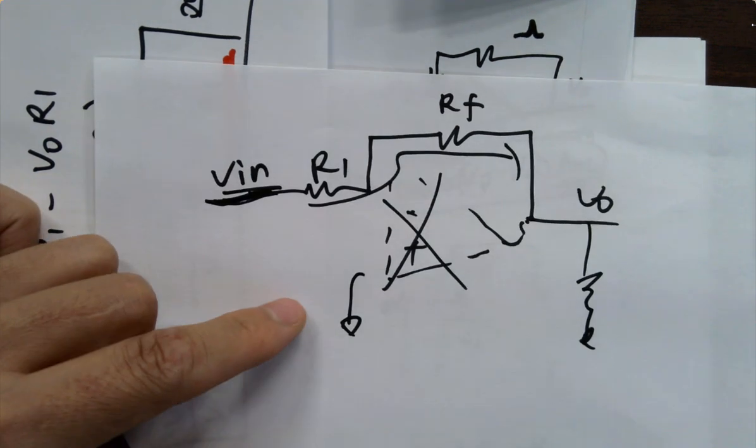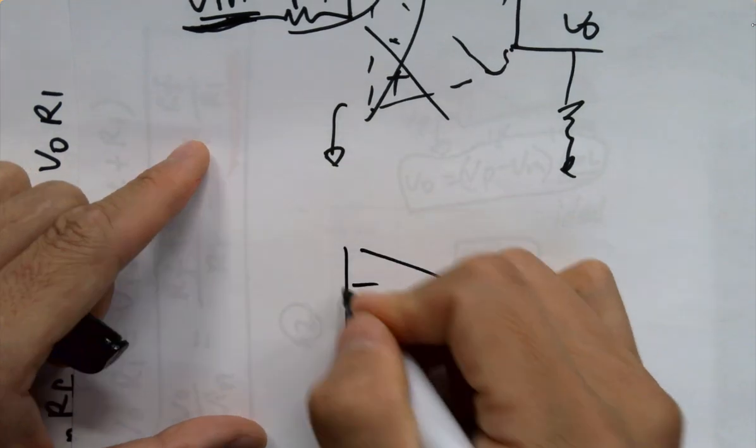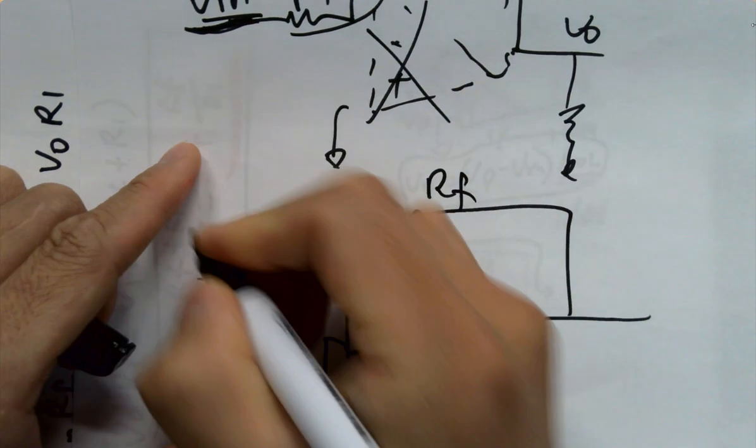So why is the op-amp playing a role here? Why is the op-amp playing a role here? If you look at it, why is it playing a role here?